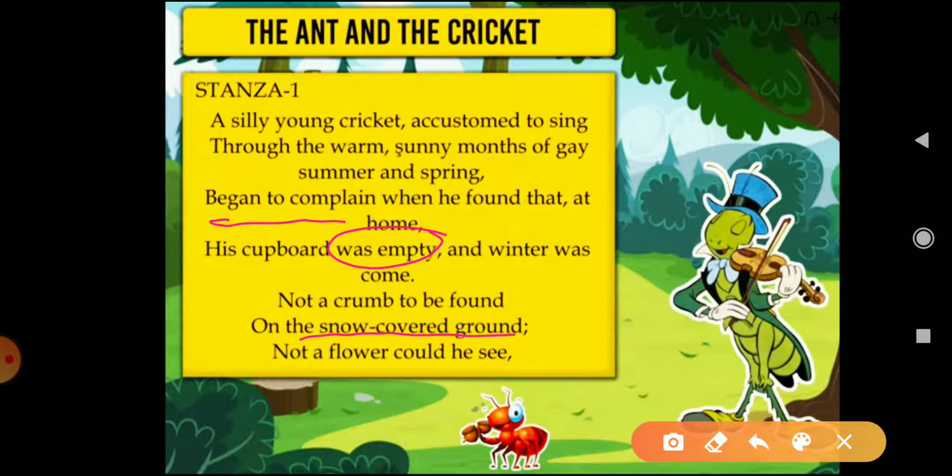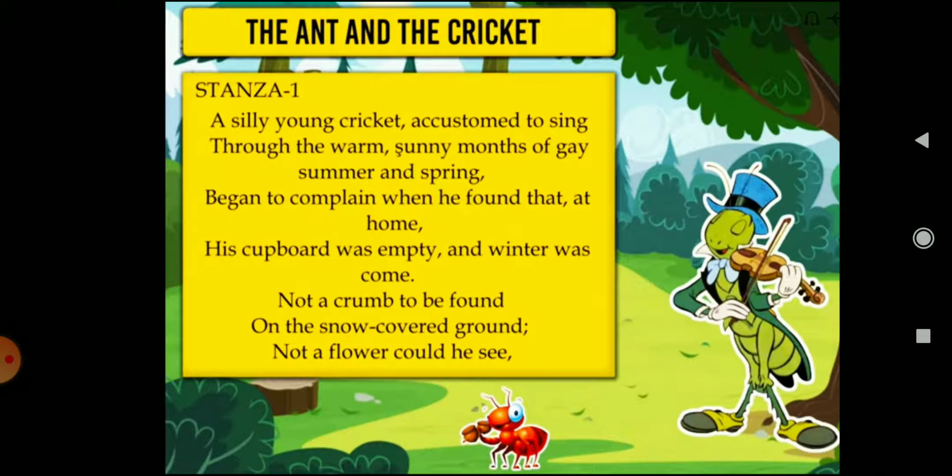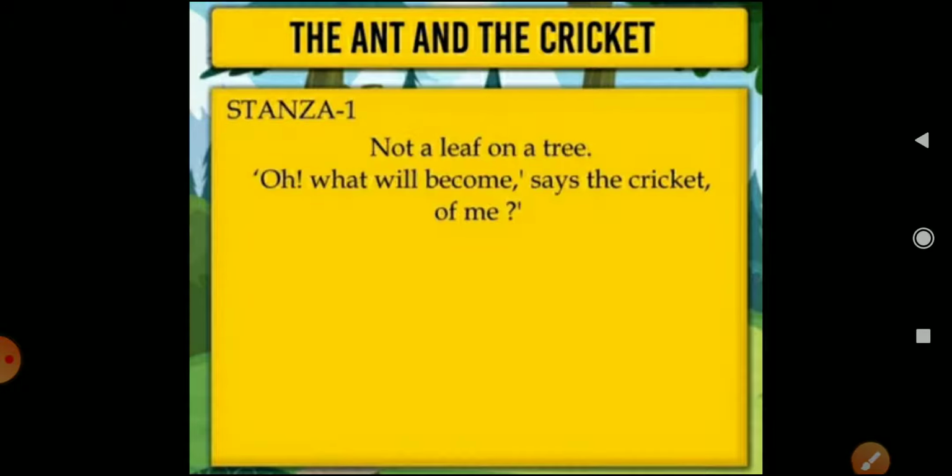So now he thinks about the future. Now what to do? I don't have anything to eat, and he started complaining. Not a leaf on a tree, oh, what will become, says the cricket, of me. Now he realized the situation when the time had gone. The summer season was finished, and now winter came, snowfall started, and nothing was there on the ground to eat.